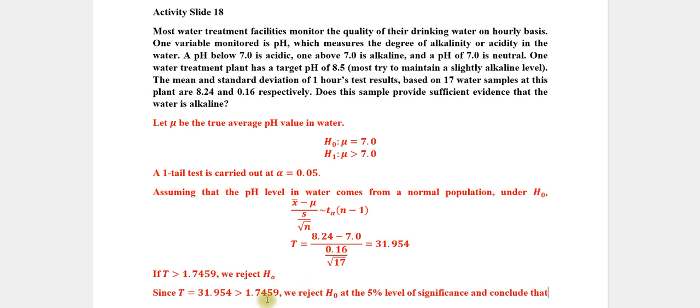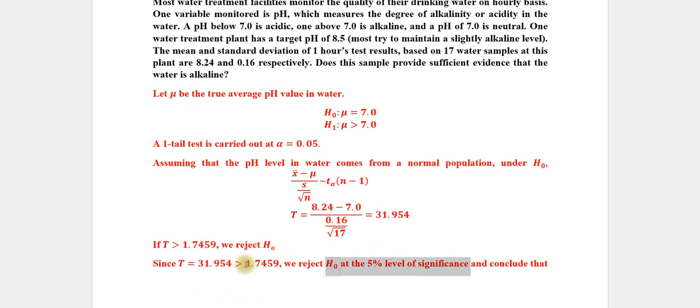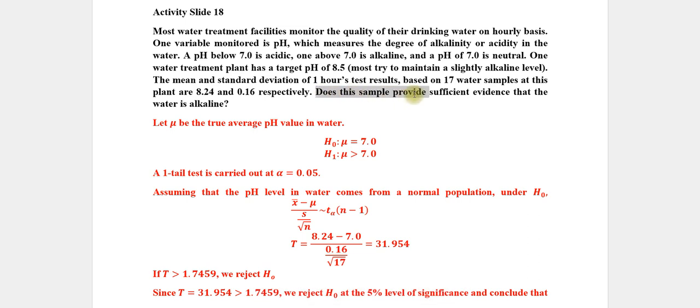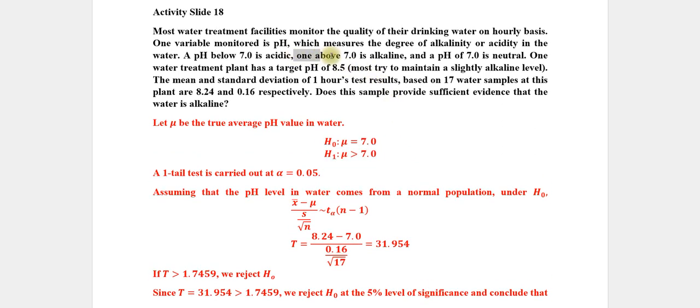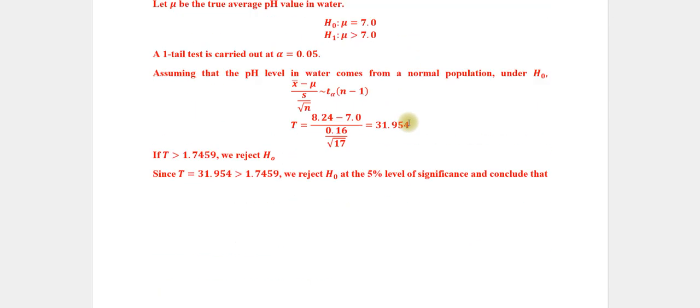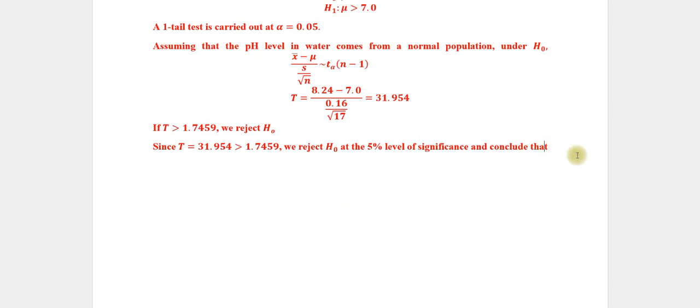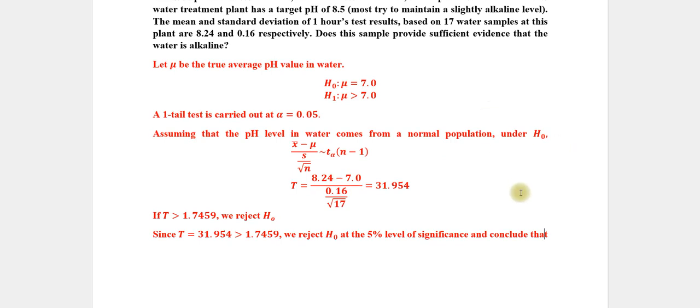Write the technical interpretation of the 5% level of significance and conclude that what? Does this water provide sufficient evidence that the water is alkaline? If we have rejected the null, it means that mu is greater than 7.0. If mu is greater than 7.0, it means that the water is alkaline. So, we conclude that the water is alkaline.